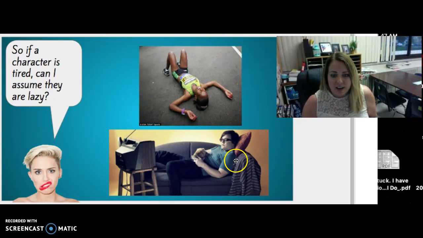But this guy down here, I would maybe assume that he might be a little bit more lazy because of the way that he's eaten on the couch. He looks very comfy in front of the TV. I can't for sure assume he's lazy. He might be tired too, but for sure I would not call this person lazy. So we just have to be careful that we don't make incorrect inferences. Someone who's tired is not always lazy.